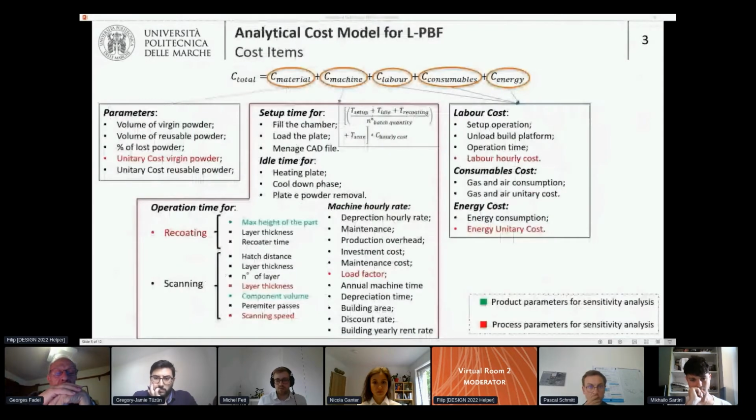Here, we want to give a quick overview of the main cost items of the proposed cost model. The calculation model was conceived considering the following cost items: material cost, machine cost, labor cost, consumables cost, and energy cost. The cost model aims to predict the cost regarding the pre-process and build process phase.